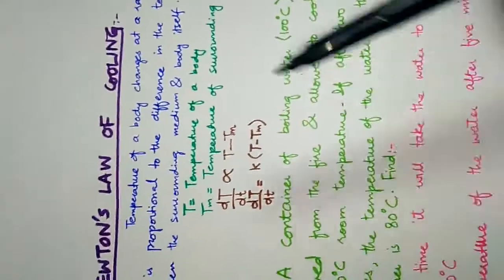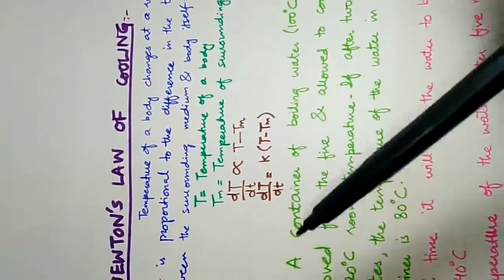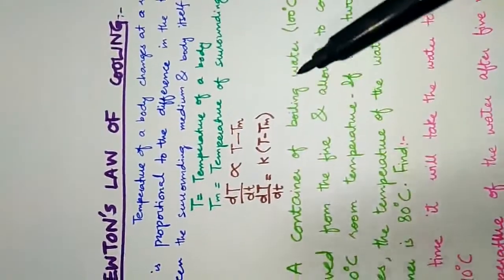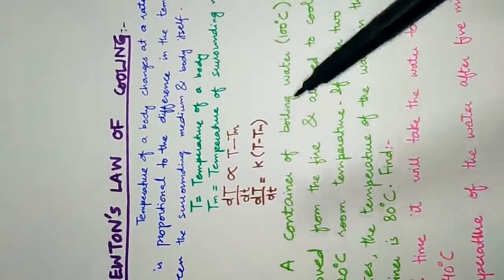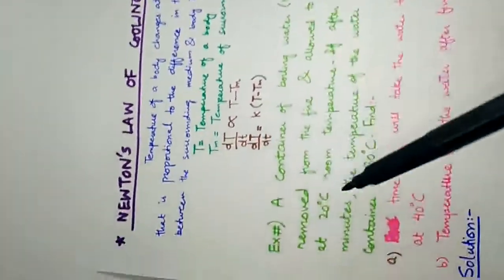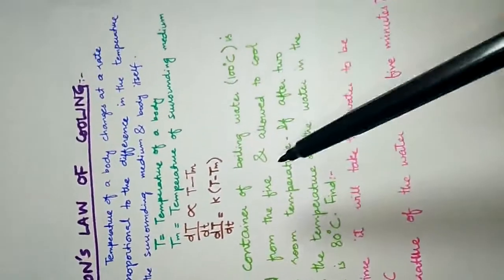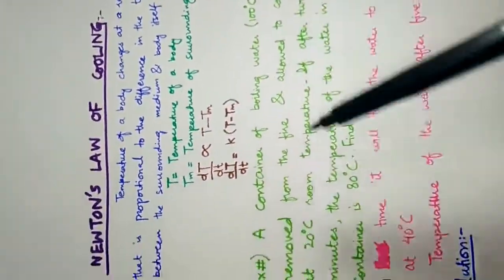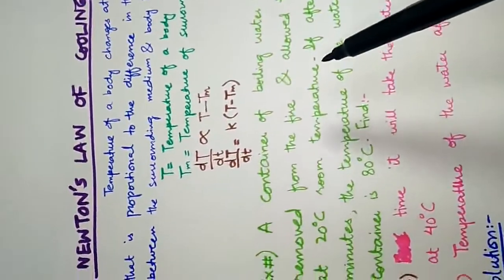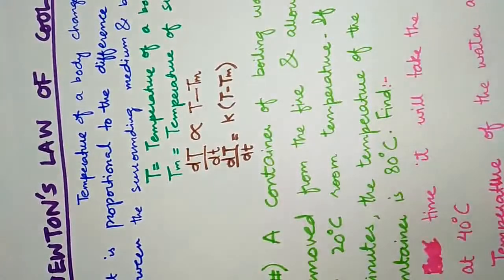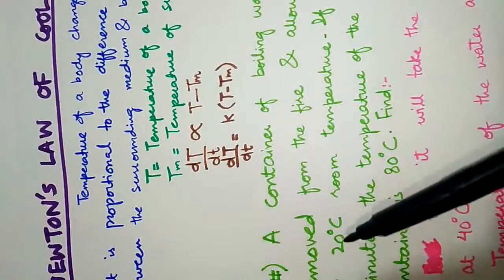So a container, here the body is the container, right? Or water in a container. A container of boiling water, which has a temperature of 100 degrees centigrade, is removed from the fire. So initially it is boiling water, and allowed to cool at a 20 degree room temperature. Now our room temperature, the surrounding medium, is 20 degrees centigrade. So initially it was boiling water, and then it is kept at room temperature, that is 20 degrees centigrade.